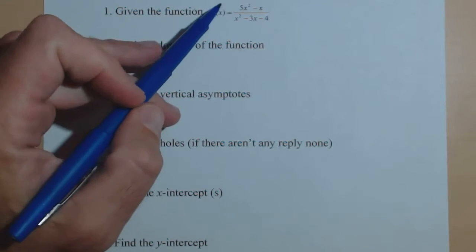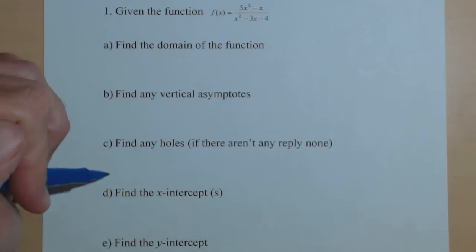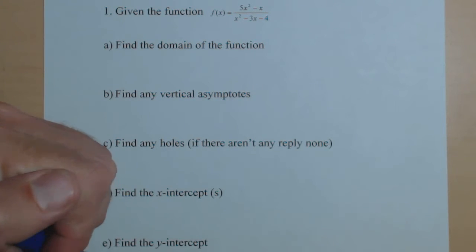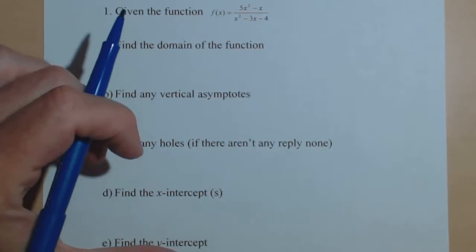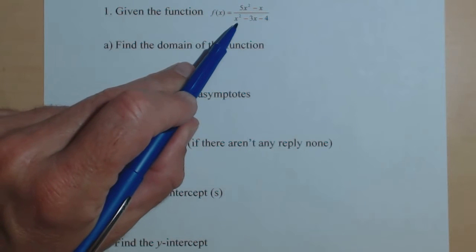So we're given this rational function, and we're asked to find the domain, any vertical asymptotes, holes, x-intercepts, y-intercepts, and, can't see it on here, but also the horizontal asymptotes. Basically everything about it. So let's talk about where everything comes from.